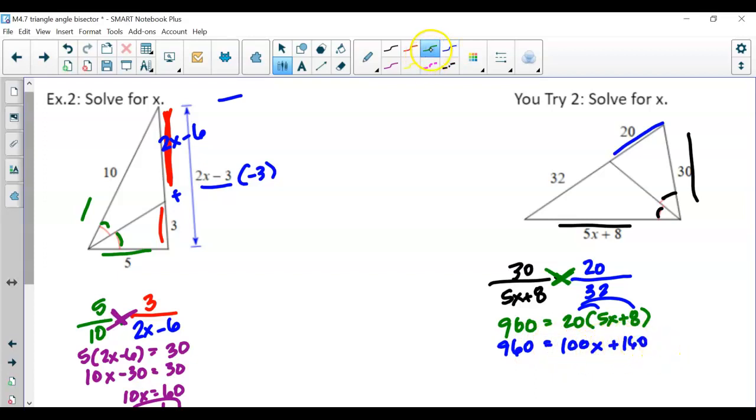Now you're just solving your two-step here to solve for x. So subtract 160, you get 800, which is equal to 100x. Divide by 100, and you get x is equal to 8.